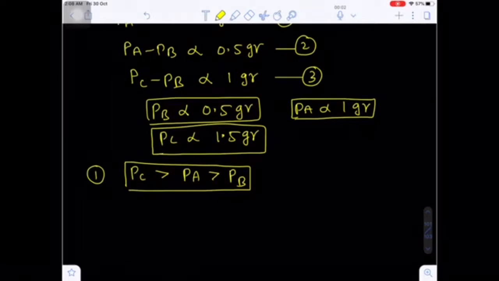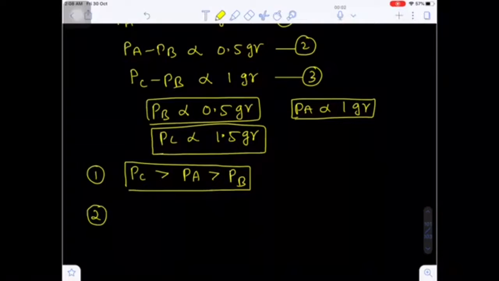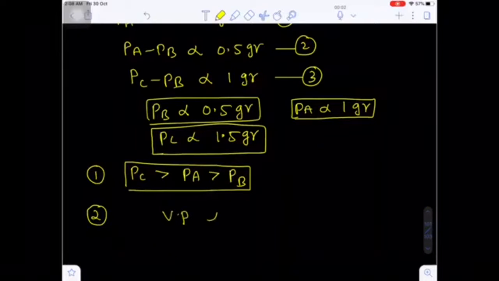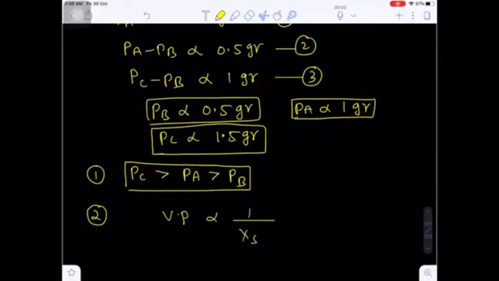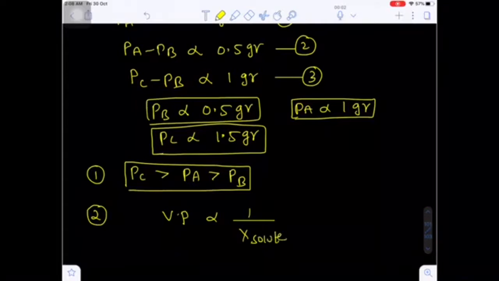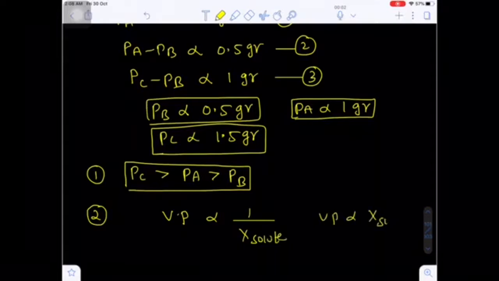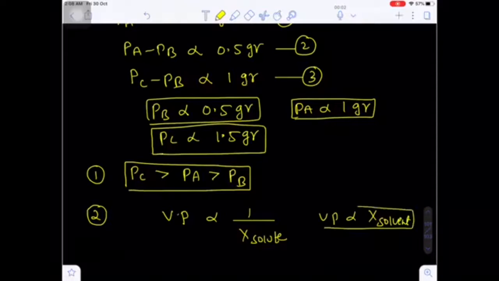And next, we know as the vapor pressure increases, the number of moles of solute decreases. Do you know, vapor pressure is inversely proportional to the mole fraction of solute, whereas vapor pressure is directly proportional to the mole fraction of solvent, because the solvent is volatile but the solute is generally non-volatile.